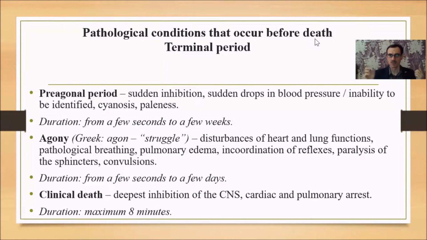And there is also one process known as clinical death. Probably you heard about clinical death. This is the deepest inhibition of the central nervous system, with cardiac and pulmonary arrest. But it lasts a maximum of 8 minutes. And with help, or in some conditions, people can come back from clinical death to normal life.